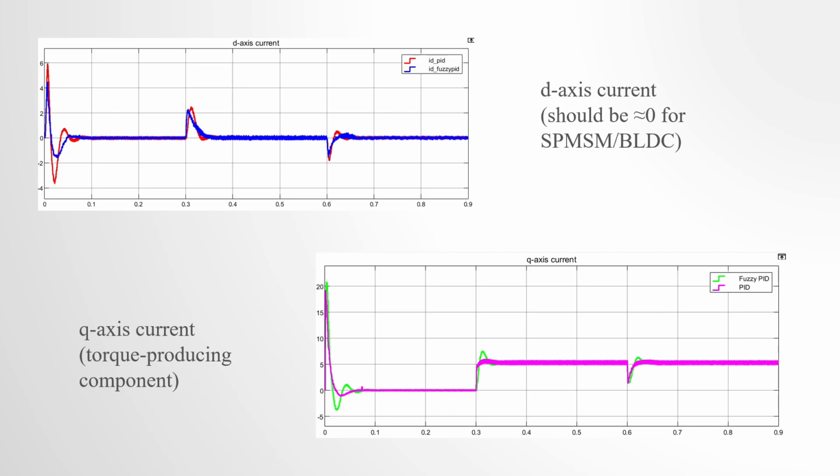The q-axis current is the torque current. When we apply load at 0.3 seconds, Iq steps up to a higher level. When we command deceleration at 0.6 seconds, Iq briefly goes negative to produce braking torque. Compared with classical PID, the fuzzy PID gives faster rise and less oscillation, which translates to quicker torque buildup and better disturbance rejection.